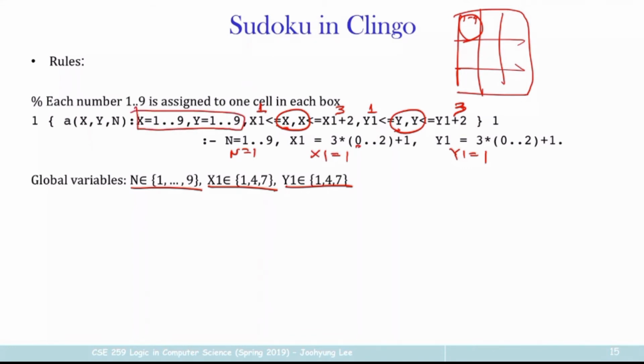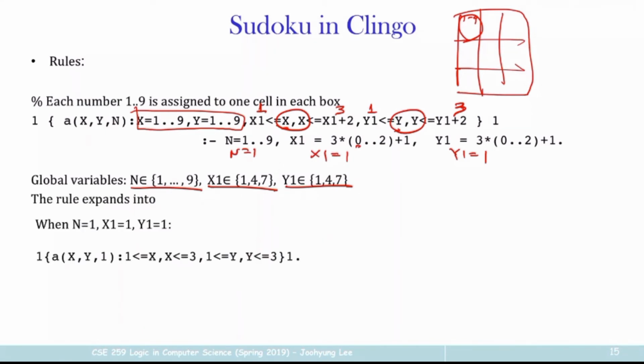This is actually just to make the rules safe, but it's not essential to the meaning here. So what it means is, given the possible value of n, we are going to select an x and y position, where x goes from 1 to 3 and y goes from 1 to 3. So this is what I just said.